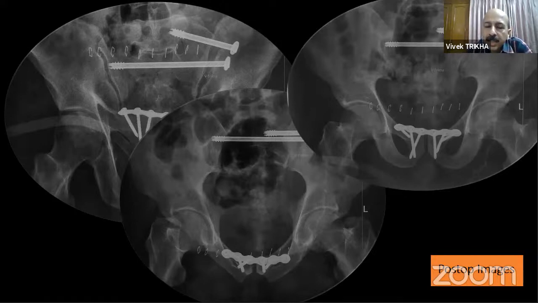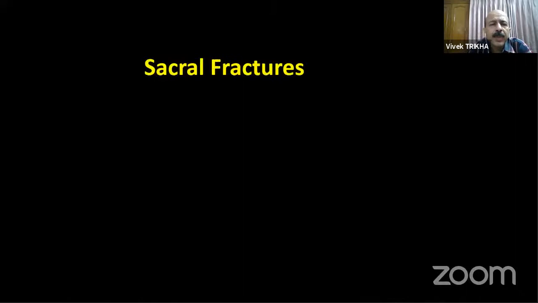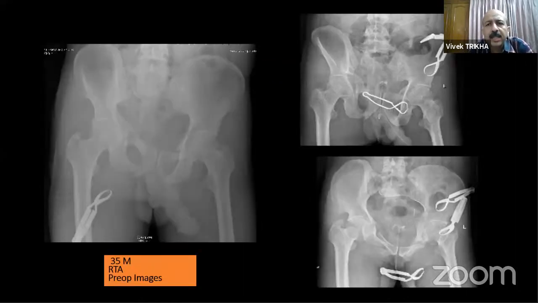This is how the sacral dysmorphic cases were taken and fixed with iliosacral screws on the back, with a small screw in S1 and a major screw in S2. And that's his follow-up, where you can see that the patient has good stability even after 1 year. Coming to one or two examples in sacral fractures.